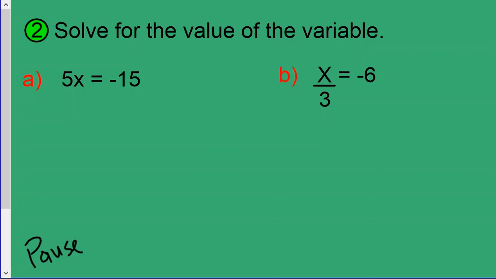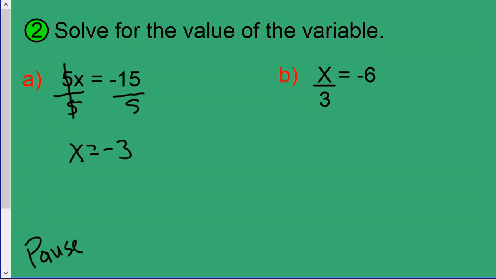Alright, for example A, we have 5x equals negative 15. So we have 5 times x equals negative 15, so we need to undo that multiplication by doing the inverse operation, which is division. So we're going to divide both sides by 5. 5x divided by 5, the 5's will cancel out. We'll be left with just x, and then negative 15 divided by 5 will be negative 3.